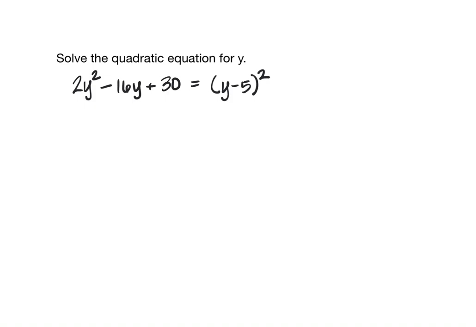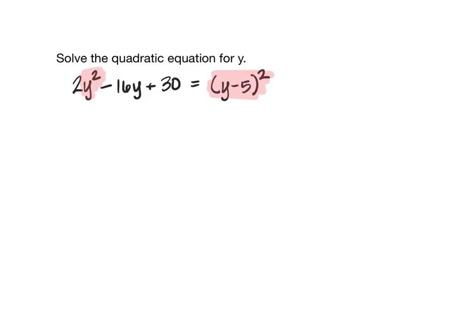We want to solve this quadratic equation for y. First of all, we know it's a quadratic equation because we see this y squared term. That's what makes this quadratic. And ultimately, we want to set this equation equal to 0.